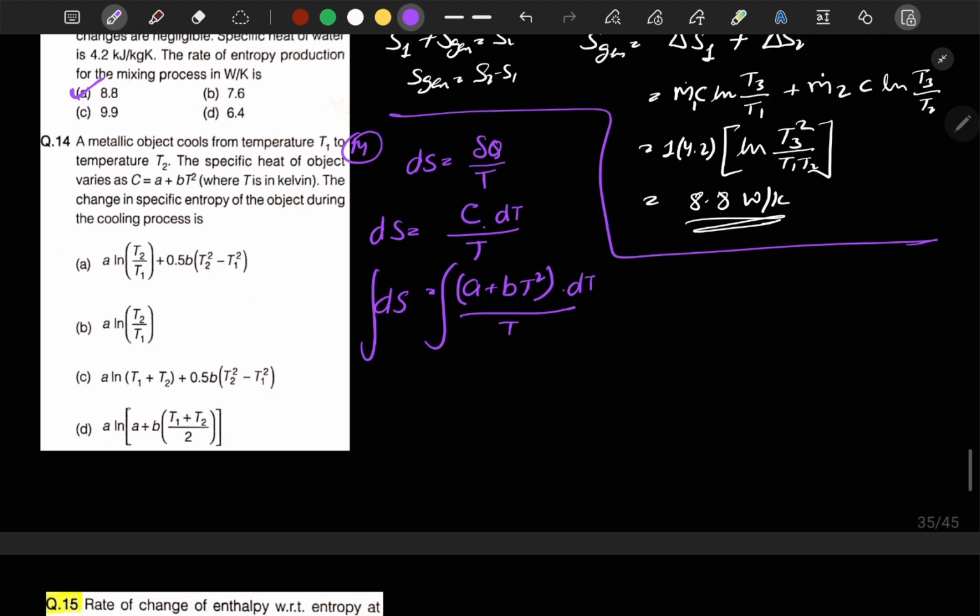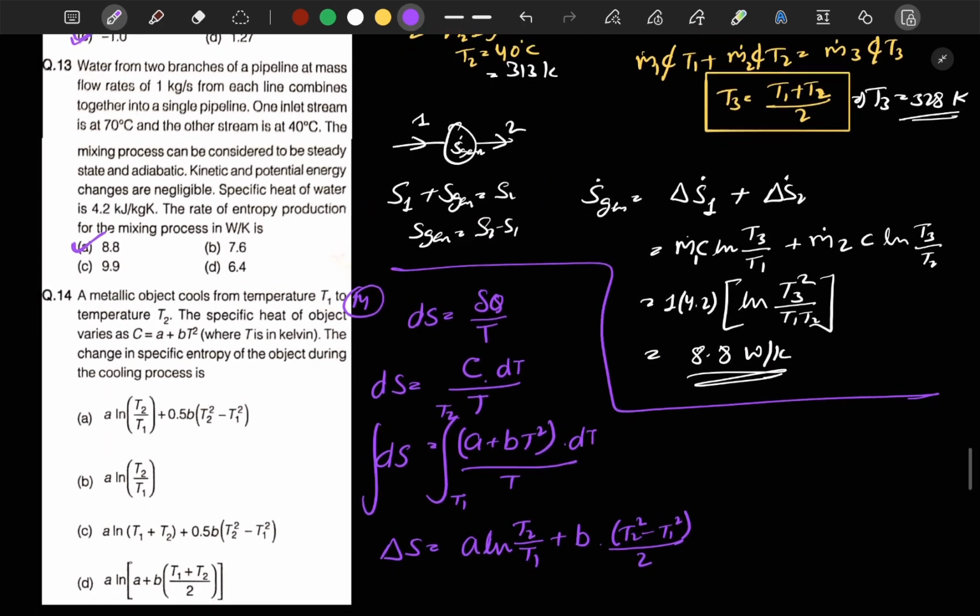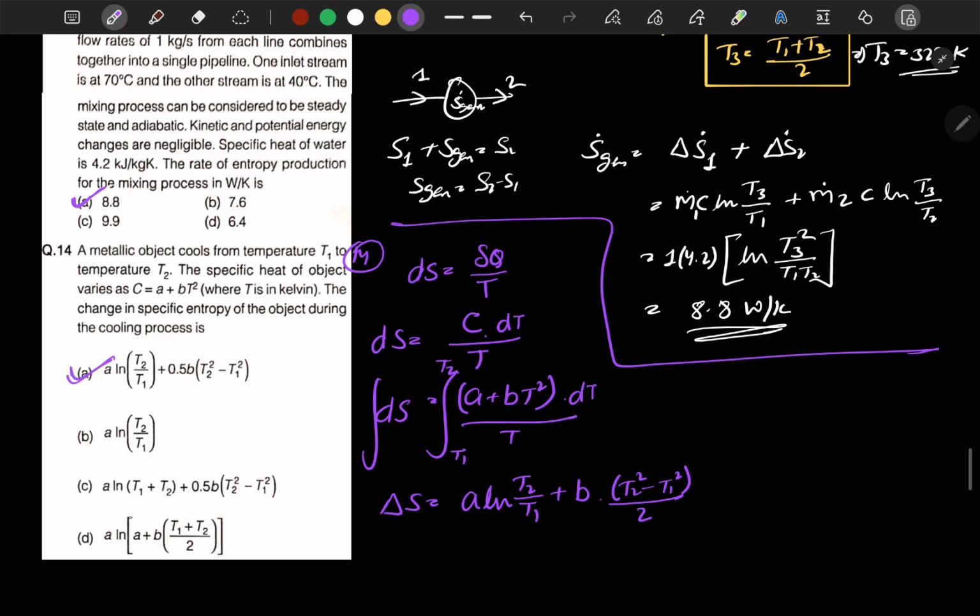Okay, from temperature T1 to T2. From here we will get our delta S is equal to A times of ln T2 by T1 plus B times of (T2 square minus T1 square) divided by 2. Okay, so this will be our correct option. Okay, this one is our correct option.